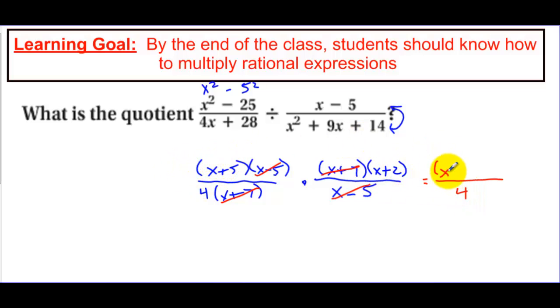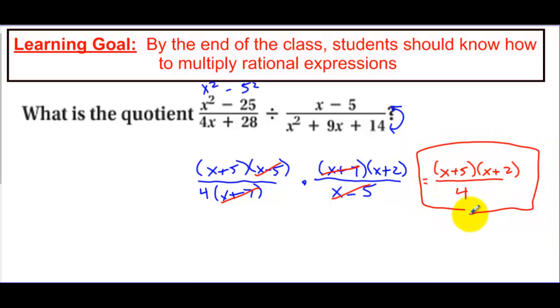And again, we said you don't actually have to multiply these out and get a trinomial. You can just leave the two separate factors just being multiplied together, and this is an acceptable answer. You don't have to multiply it out. So we're going to say this is my final answer.